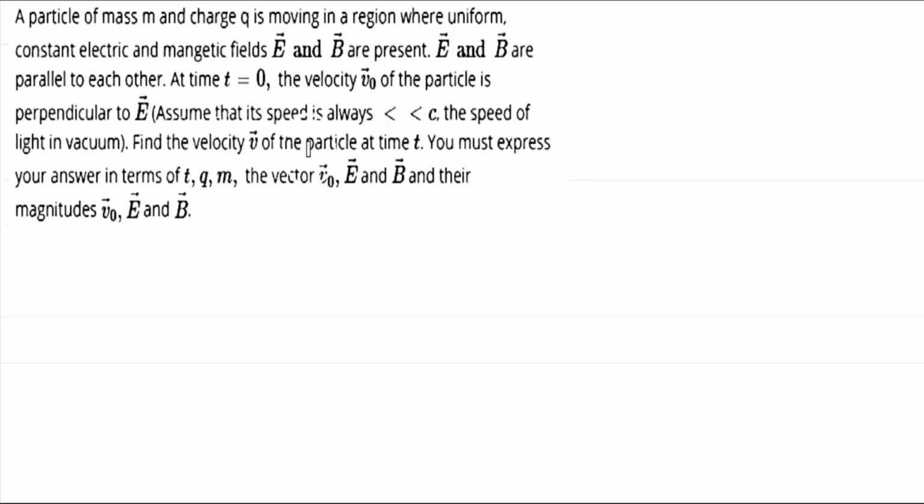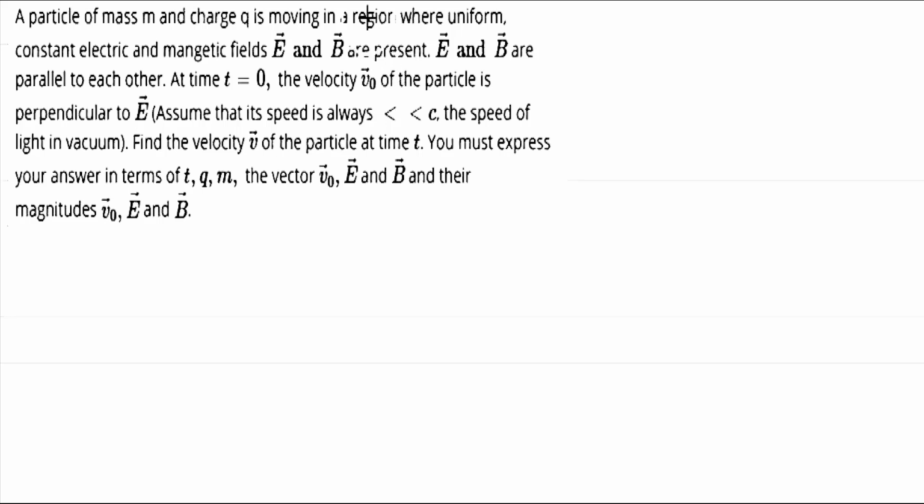Now find the velocity v of the particle at time t, and we must express our result in terms of t, q, m, vectors v naught, E, B, and the magnitudes v naught, E and B. Now let us first of all draw our situation.